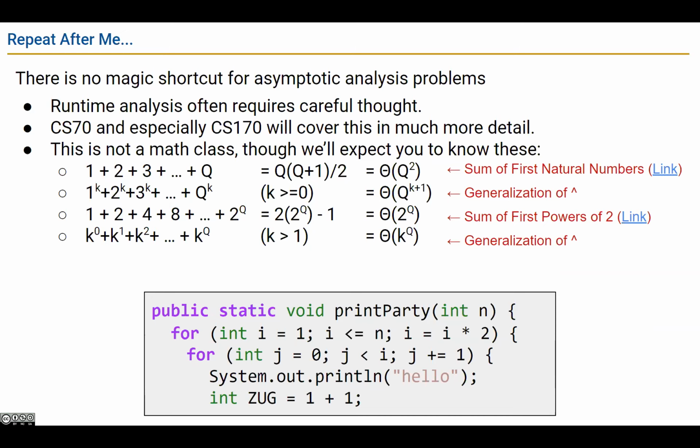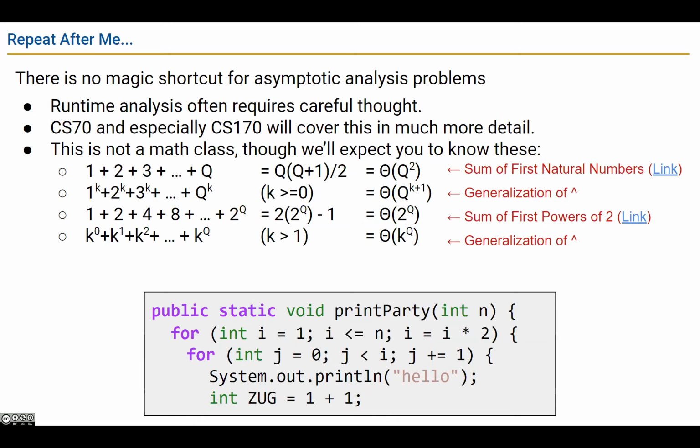It often requires a lot of careful thought. It's actually provable that it's impossible to find the runtime of every single function. Not even that it's hard, it's literally impossible. There's no program that can do this. There's no humans that can do this. There are functions whose runtime is independent of ZFC, the mathematical basis entirely. CS70 and 170 actually cover this in a lot more detail.